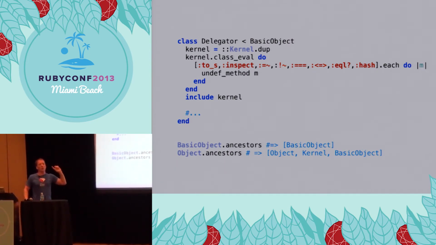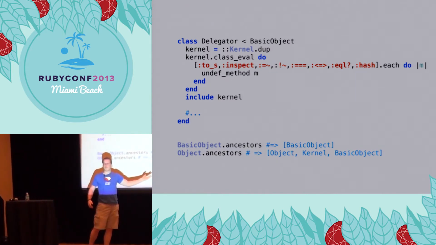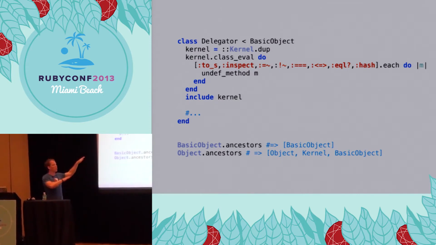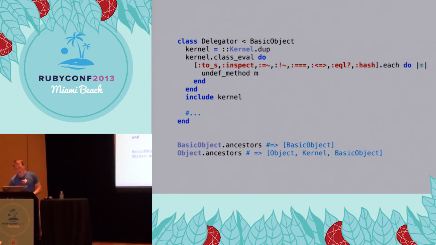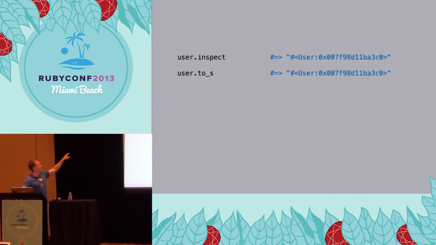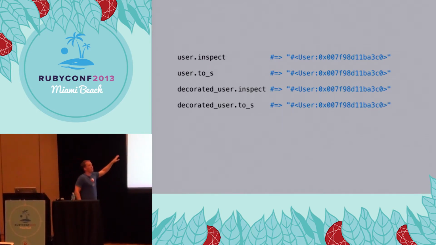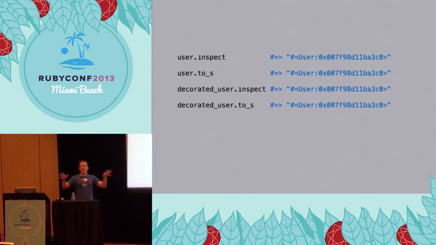And the reason for that is we want toS and inspect and all these other things to hit method_missing. So it goes to our wrapped object. So that's what's happening here. The whole reason this exists is so that we can pass these through to the object that we've got internally. Which is great because when you call user inspect, you get this, and user toS, you get that. And likewise, you get the same thing from your decorated user. So it really does look and feel like the object that you want. It's just got some extra behavior.